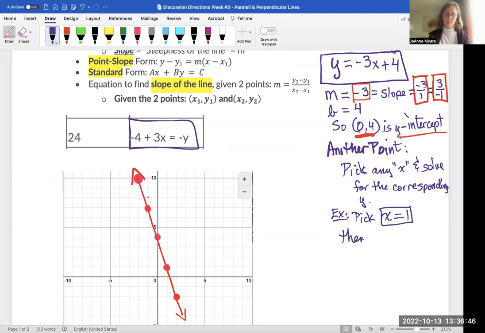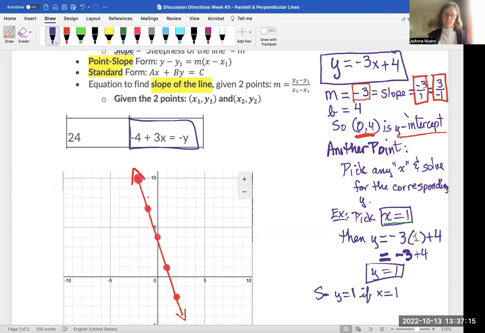Well, then I'm going to use my equation that I rewrote in slope-intercept form. y equals -3 times x plus 4. If my x is 1, then I put a 1 where there used to be an x. And then do the arithmetic. -3 plus 4 will give me 1. So my y is 1. So y equals 1 if x equals 1.